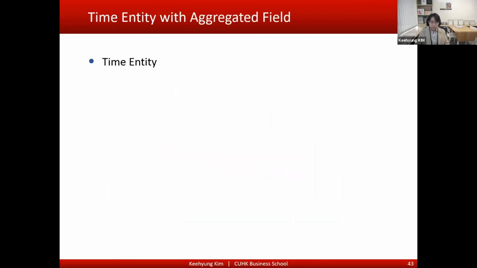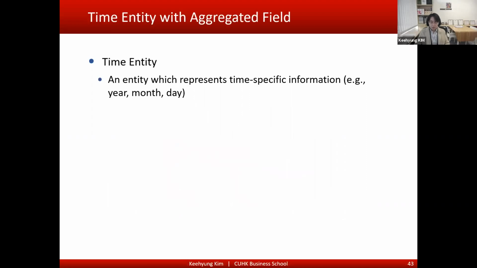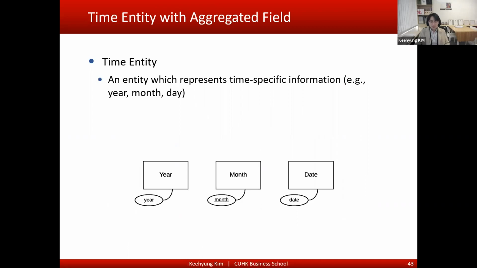The next one is a time entity. A time entity is an entity which represents time-specific information, something like a year, month, or day. This is represented like this in the ER diagram. Basically, just like any other entity, you use the box shape and you put year, month, or date as the name of the entity, and you use year, month, or date as a primary key.